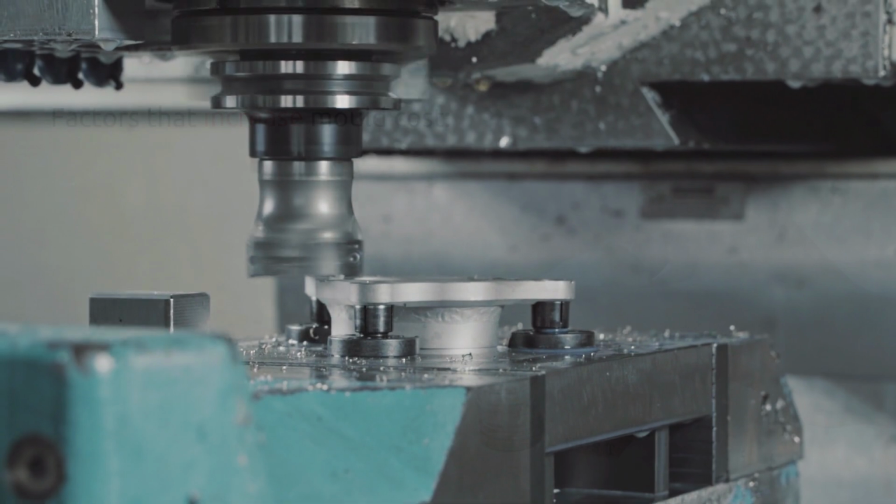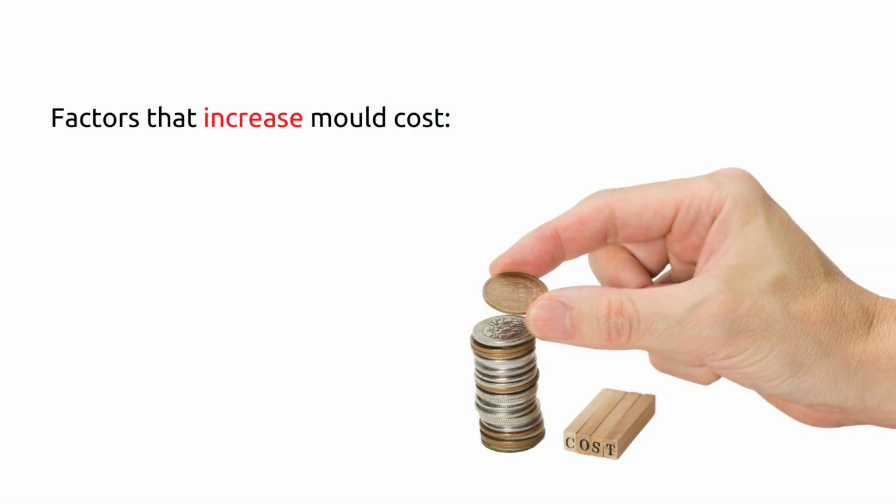Now there are 3 main things that will impact the cost of your mold. The first is the size of the mold, which is quite natural as a larger mold will require more milling, more material, and therefore be more expensive to produce.